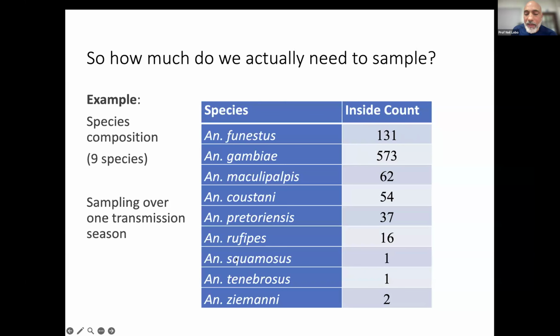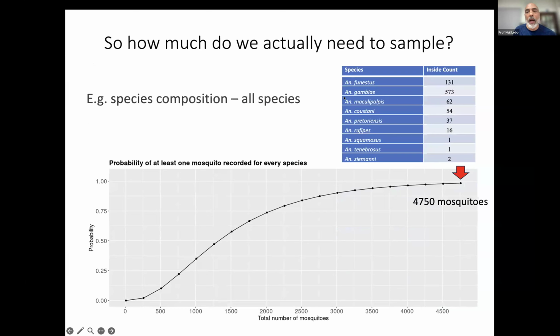And so now, if we look at this data statistically, next year our question is, how many mosquitoes do we need to sample to get all these species? If we want to collect at least one of each of these species to say they're still there, we are looking at species composition. The question is, what is the species composition? In year 1, we captured all these mosquitoes. In year 2, we want to see if we can capture all these mosquitoes.